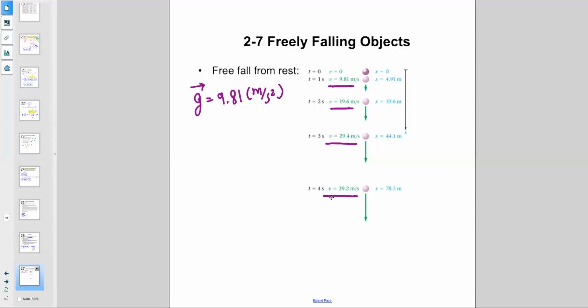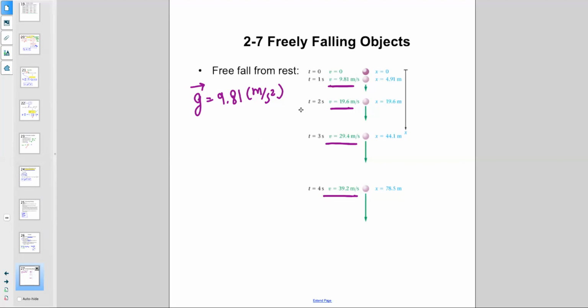Okay, so each time from second 1 to 2, I'm adding 9.81. From 2 to 3, I'm adding 9.81. 3 to 4, I'm adding 9.81. Because that's the meaning of acceleration, changing of a speed. The speed was 0. 1 second later, I have gained 9.81 of a speed. So 9.81 meters per second per second. Each second, you are gaining 9.81 meters per second.